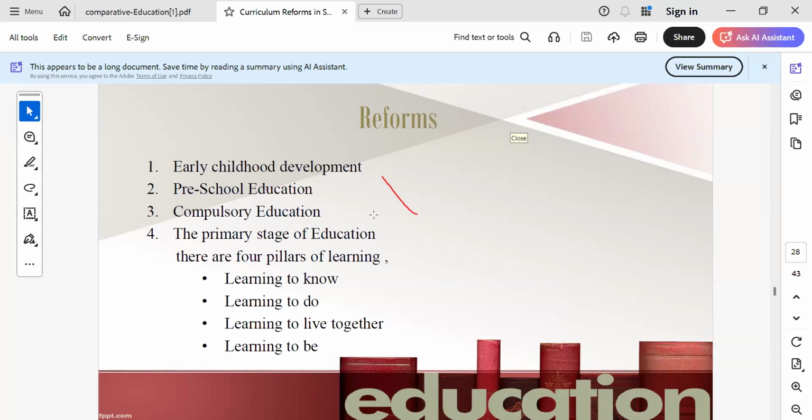So you can see the change, right? In the previous reforms, they didn't mention anything about early childhood development. Here they have mentioned it, not only early childhood development, preschool also. Then compulsory education. At the primary stage of education, they introduced 4 pillars of education, UNESCO's motto. UNESCO introduced these 4 pillars in education: learning to know, learning to do, learning to live together, learning to be. Can you understand these 4? Learning to know, what is it?